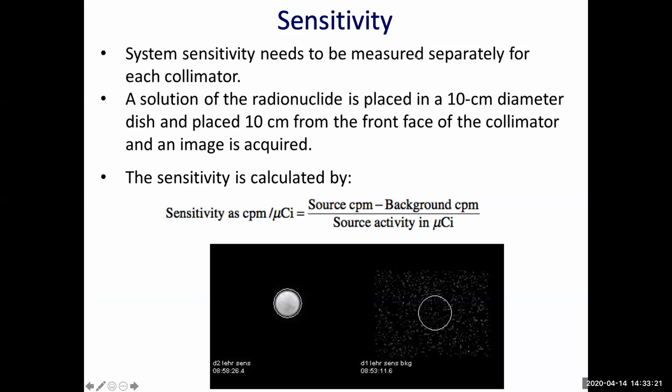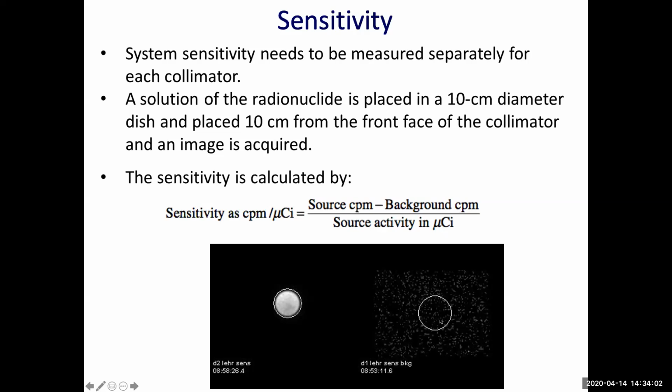System sensitivity needs to be measured separately for each collimator. So if you have different kinds of collimators in your department, low energy, high resolution, medium energy, you need to check the sensitivity for each one. This is the method: a solution of the radionuclide is placed in a 10 centimeter diameter dish, placed 10 centimeters from the front face of the collimator, and an image is acquired. The sensitivity is calculated by drawing a circular region of interest around the image of the dish and integrating all the counts in the region.